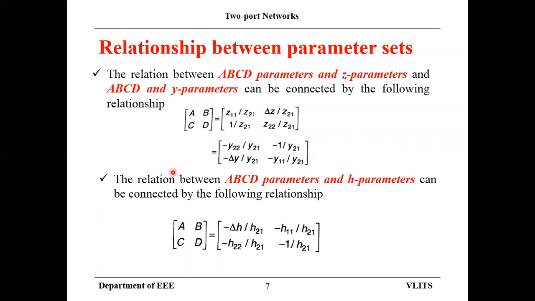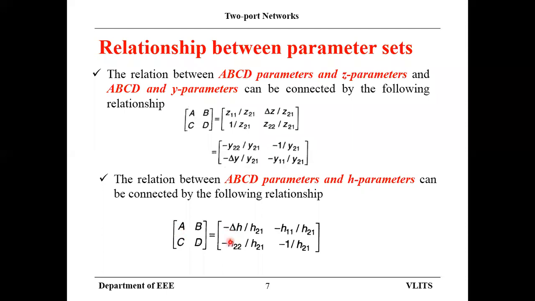Next, the relation between ABCD and H parameters. There are mainly three or four types of parameters: Z, Y, H, and ABCD. Of course, there are two more, the inverse H and inverse ABCD. Here the ABCD parameters are represented in terms of the remaining three parameters: Z, Y, and H. In a similar way, the ABCD parameters are represented in terms of H.